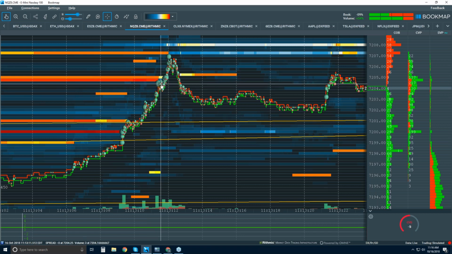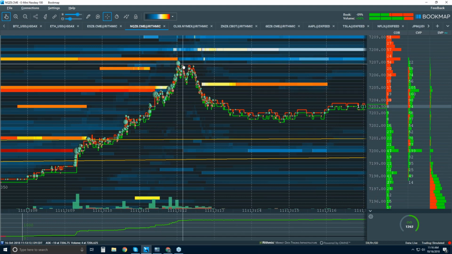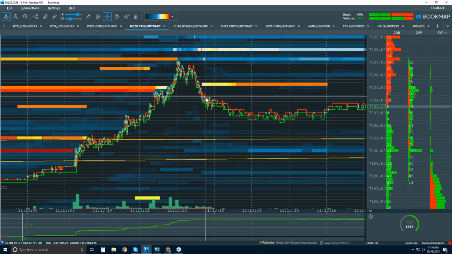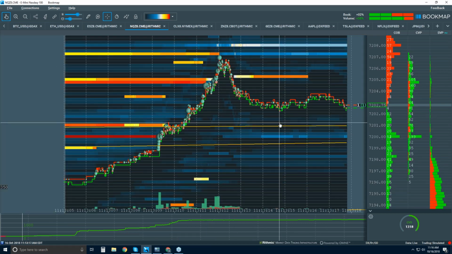Okay, nice cluster here of buying, and it did go sideways for a little bit and then it broke out, right? So we'd be looking for buyers to maybe support it there. Okay, they didn't. Okay, so it went down to the next one, which is right here. Okay, and then they did support it here.